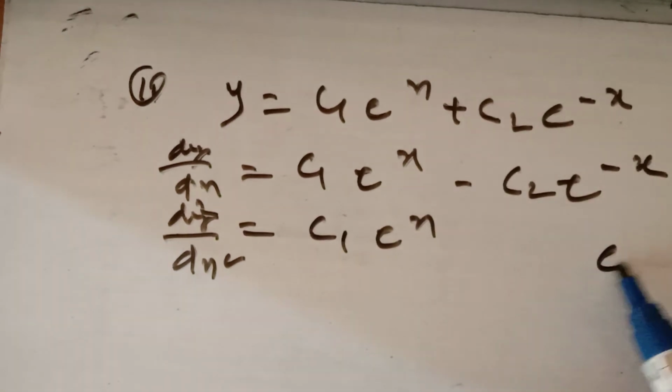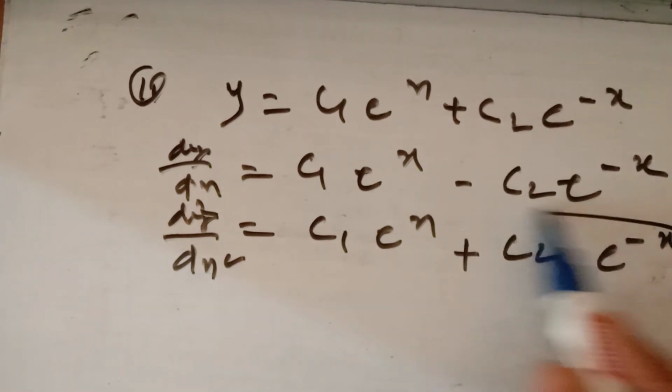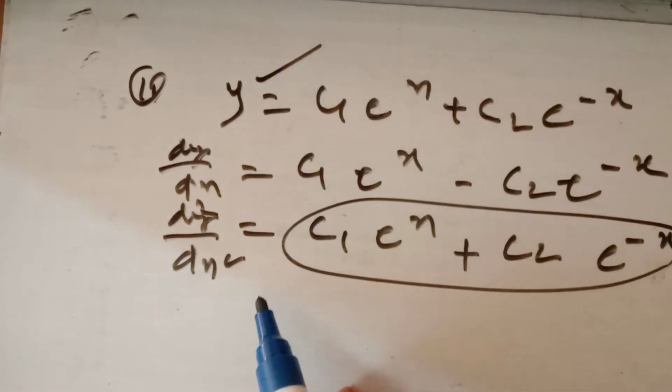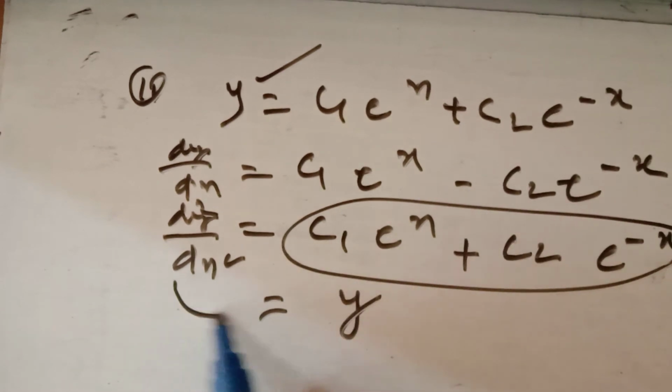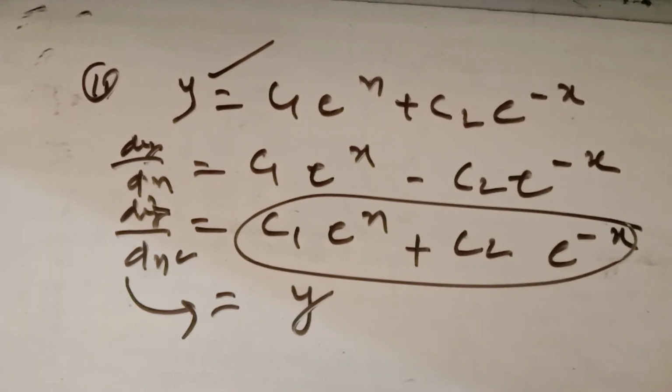e की पावर x का e की पावर x आएगा, e की पावर माइनस x का e की पावर माइनस एक्स इंटू माइनस 1 तो प्लस c2. और अगर ये ध्यान से देखें ये y के इक्वल है तो इट इज इक्वल टू y. So this is the differential equation. This is the second option.